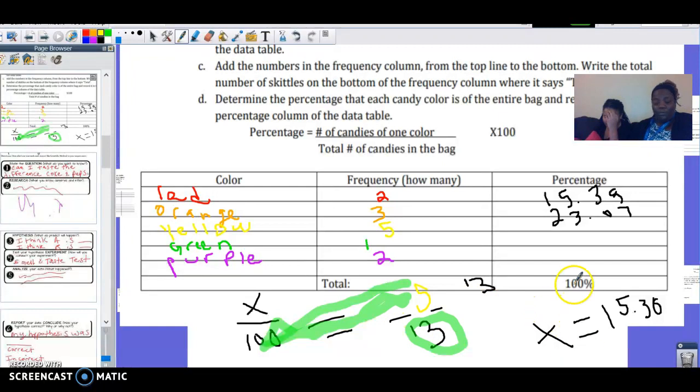Equals 38.4615384615. So I got 38 and 46. 38 and 0.46, right? 38.46.